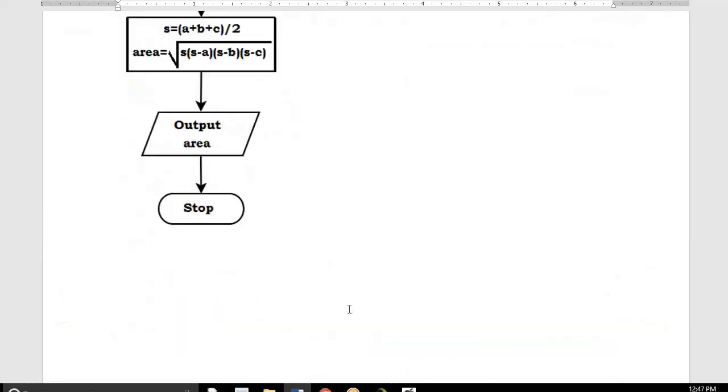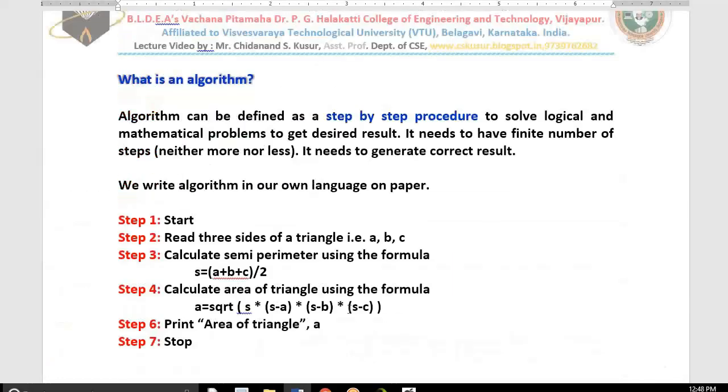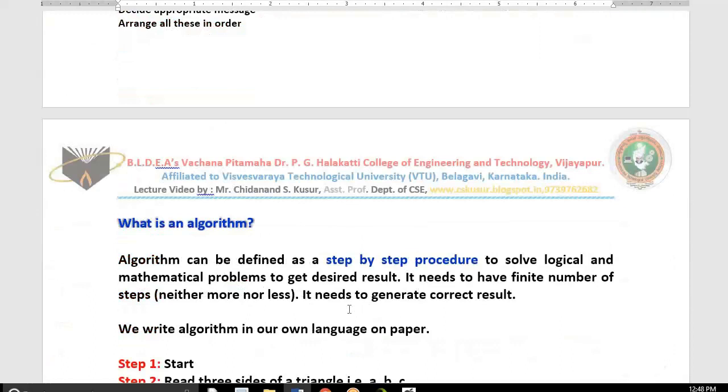Let us start with what is an algorithm. You may get this question in viva voce in computer programming lab. What is an algorithm? Algorithm can be defined as a step-by-step procedure to solve the given problem. In order to solve any mathematical problem or in order to solve any logical problem, we need to follow one procedure so that we can get the desired result.